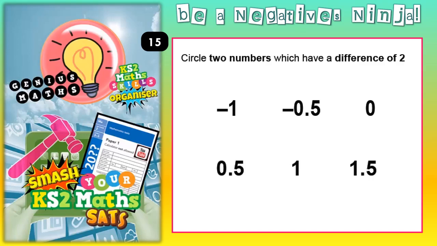Question 15, circle two numbers which have a difference of 2. Now there's actually two different answers to this, so we'll colour code them. So one of your answers is -1 and 1. Let's just explore that one.